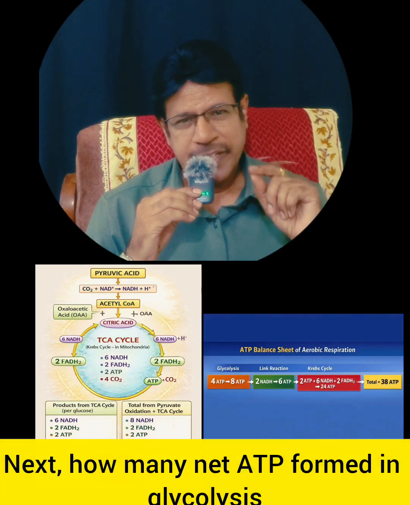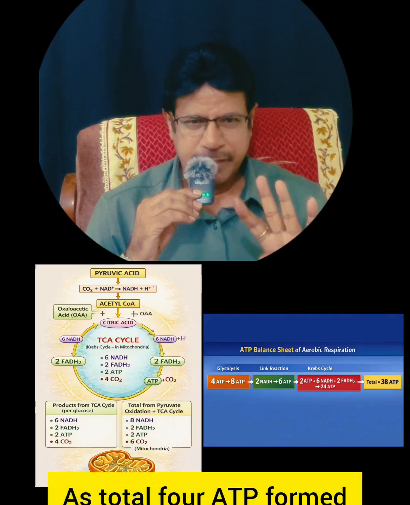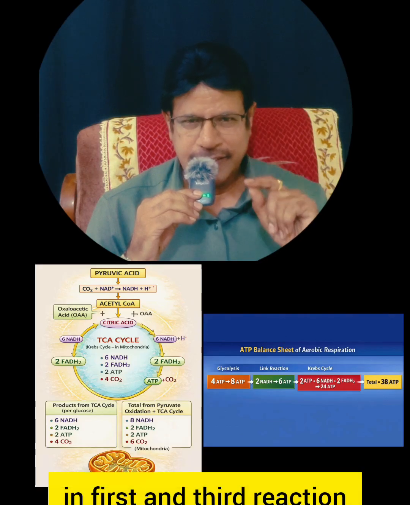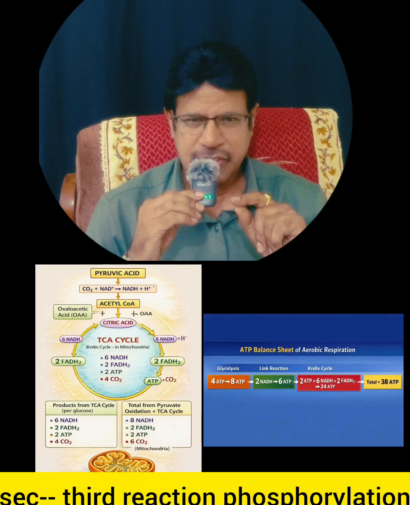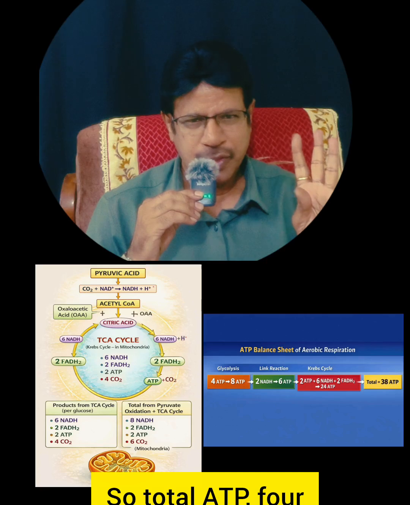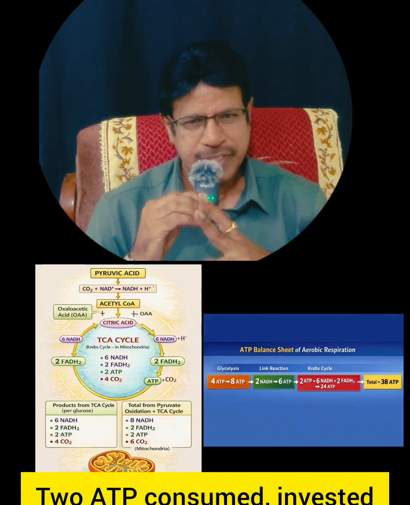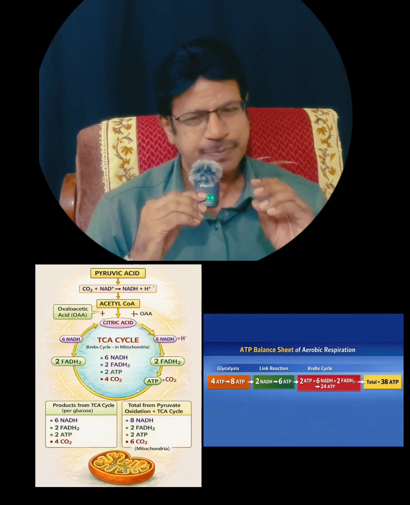Next, how many net ATP are formed in glycolysis? In total, 4 ATP are formed. In the first and third reactions, which are phosphorylations, 2 ATP are invested. So total ATP is 4, and 2 ATP are consumed, invested. So the net gain of ATP is going to be 2 ATP.